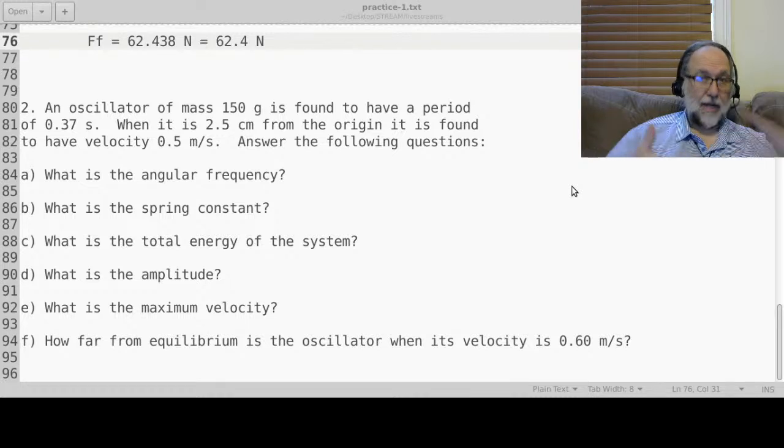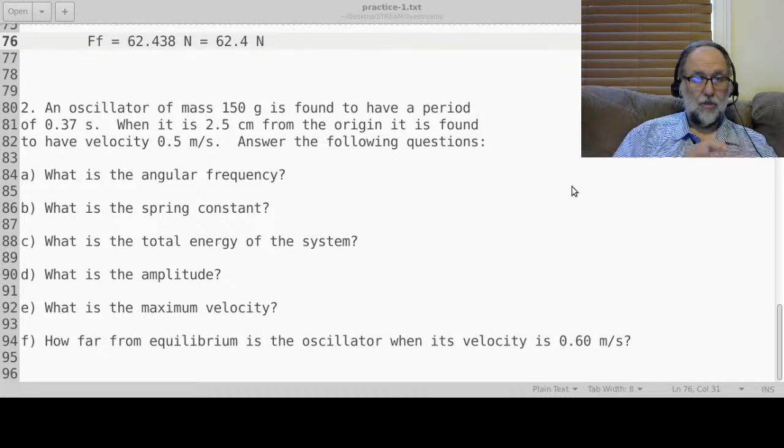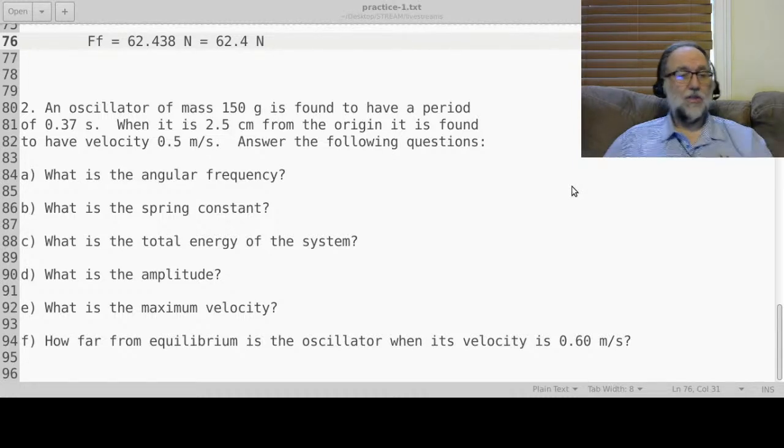And so the energy basically sloshes back and forth from all potential at one endpoint, all kinetic in the middle, and all potential at the other endpoint. Somewhere in between, where it's not at either the endpoint or at equilibrium, it's a little bit kinetic and a little bit potential. Okay, and so that's what this problem is going to try to get at. So let's do it.